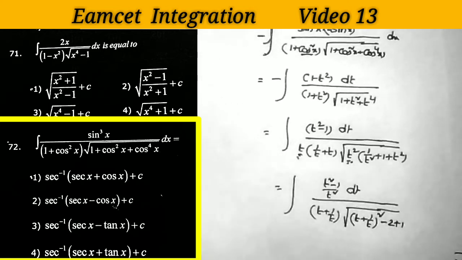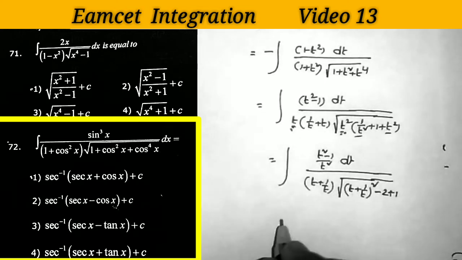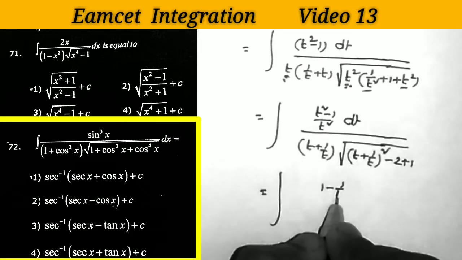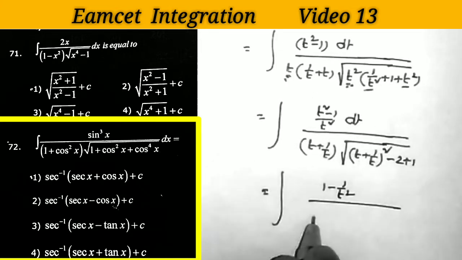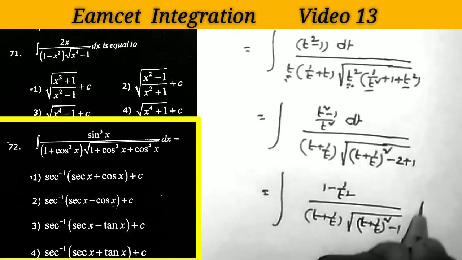So here t square plus 1 by t square is equal to (t plus 1 by t) whole square minus 2, and the remaining value is equal to plus 1. Now this is equal to, separating the denominator, that is (1 minus 1 by t square) by (t plus 1 by t) into square root of (t plus 1 by t) whole square minus 1, into dt.